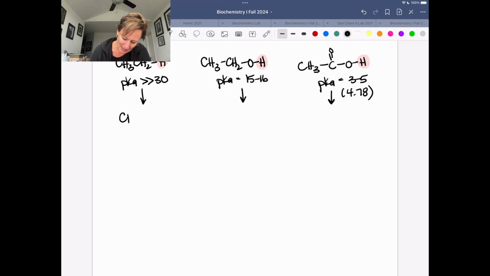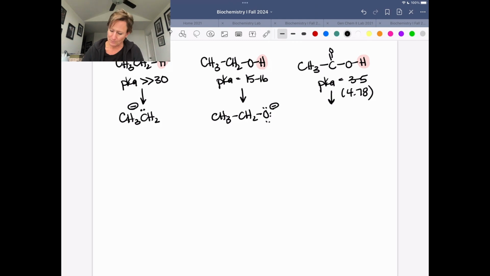If we deprotonate ethane, any deprotonation is going to generate that conjugate base. It's going to be negatively charged. So what we're going to be doing is putting a negative charge here on a carbon atom. Let's do the same thing here for ethanol. Deprotonation is going to put a negative charge on a single atom, but now it's on an oxygen atom. Let's deprotonate acetic acid now.